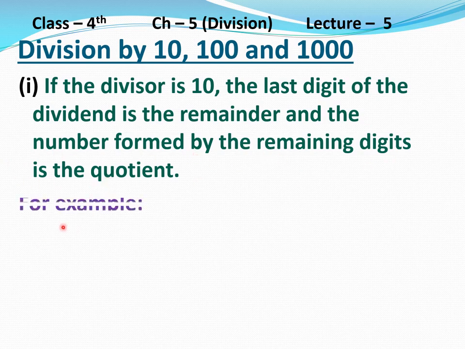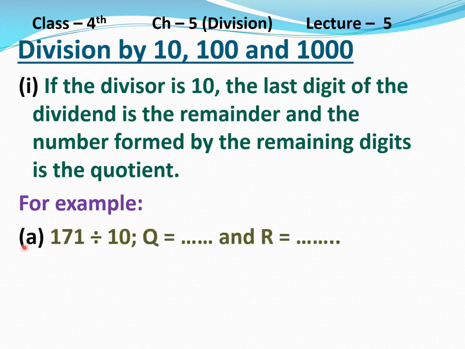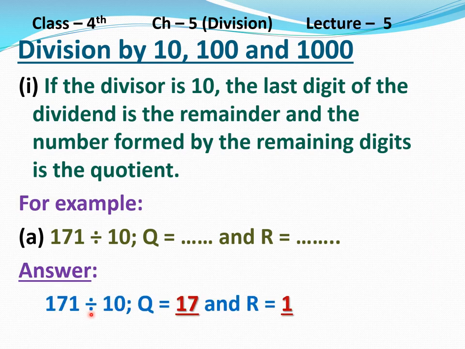Clear? For example, A part 171 divided by 10. Quotient equal to dash and remainder equal to dash. See, if the divisor is 10, then the last digit of the dividend, that is 1, will be the remainder, and the number formed by the remaining digits, that is 1 and 7, number formed is 17. 17 will be quotient. Clear? Write down answer. 171 divided by 10, quotient equal to 17 and remainder equal to 1. Clear?